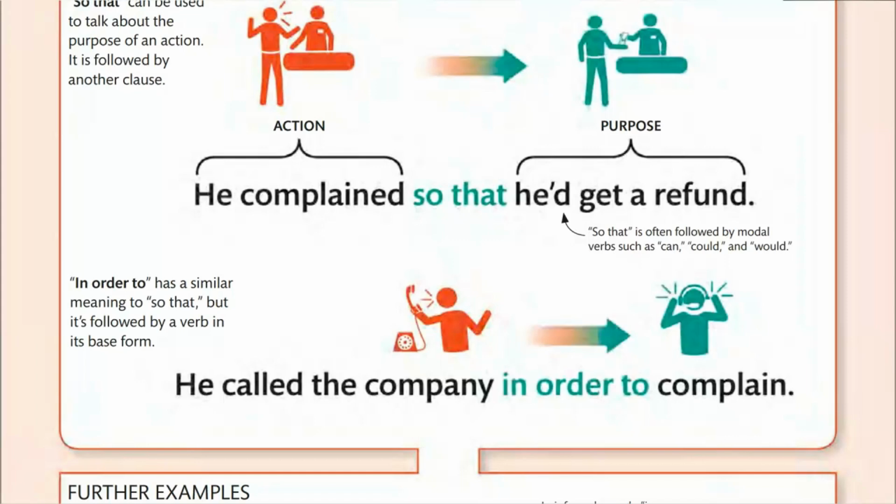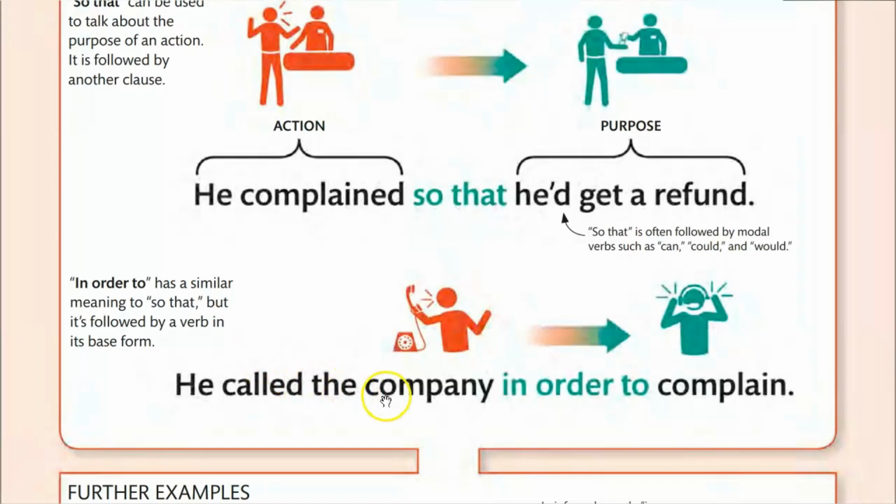The next one is in order to. It has a similar meaning to so that as well, but this one is followed by a verb. Please take note. For so that, they said it can be followed by modal verbs such as can, could, and would. But in order to is followed by a verb in what? In base form. I think the reason for this is because on a normal day, any verb that will follow to must most times be in the base form to form the infinitive. To go, to eat. You don't say to went, right?